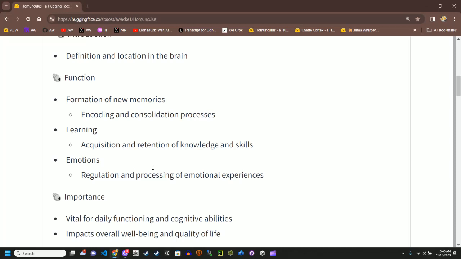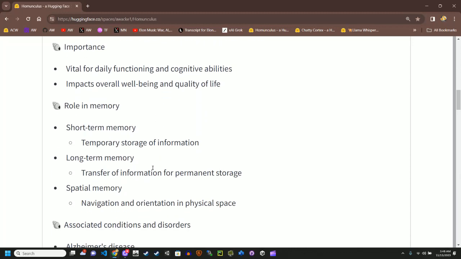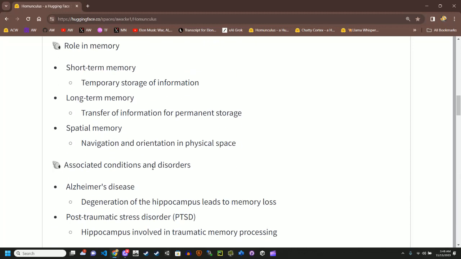Hippocampus importance. Vital for daily functioning and cognitive abilities. Impacts overall well-being and quality of life. Hippocampus role in memory. Short-term memory. Temporary storage of information. Long-term memory. Transfer of information for permanent storage. Spatial memory. Navigation and orientation in physical space.